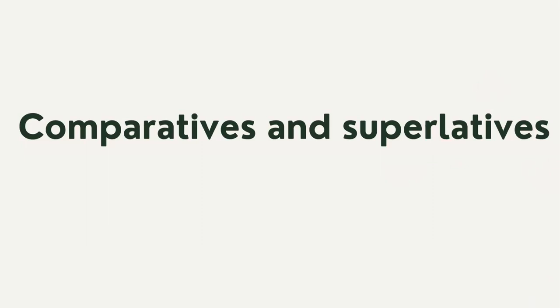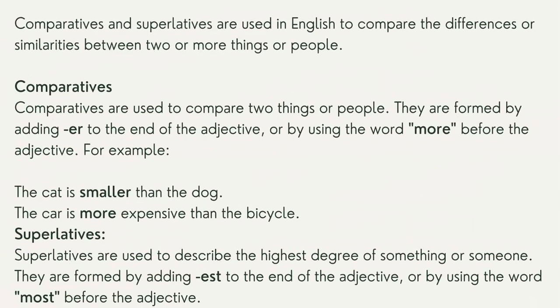Comparatives and superlatives. Comparatives and superlatives are used in English to compare the differences or similarities between two or more things or people.